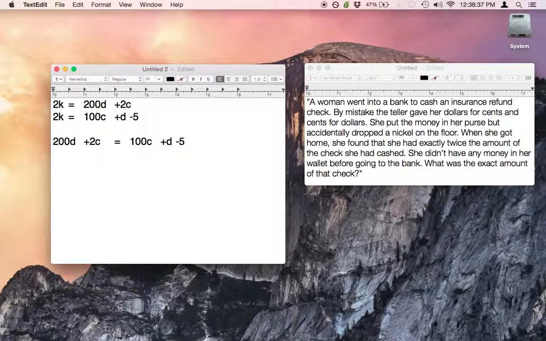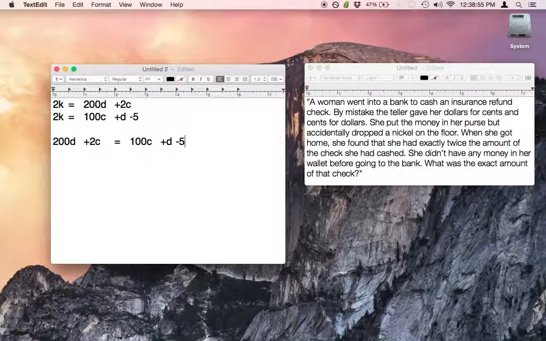But here again, we don't have enough information to reach an algebraic solution. There are two variables in this equation, but there's only one equation, and we would need at least two equations to solve for two variables. But we're going to continue and simplify this equation.